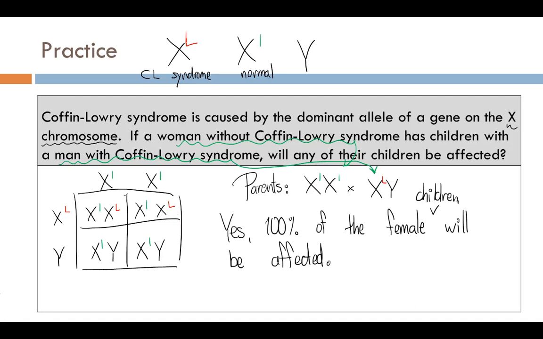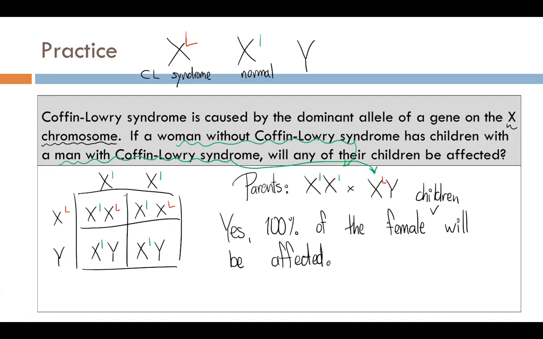There we go. If you wanted to say, yes, 50% of the offspring will be affected, that would be true as well, but this is a more precise answer. 100% of the female children is more precise than 50% of the children. Right. They're both correct, but this is a better answer.